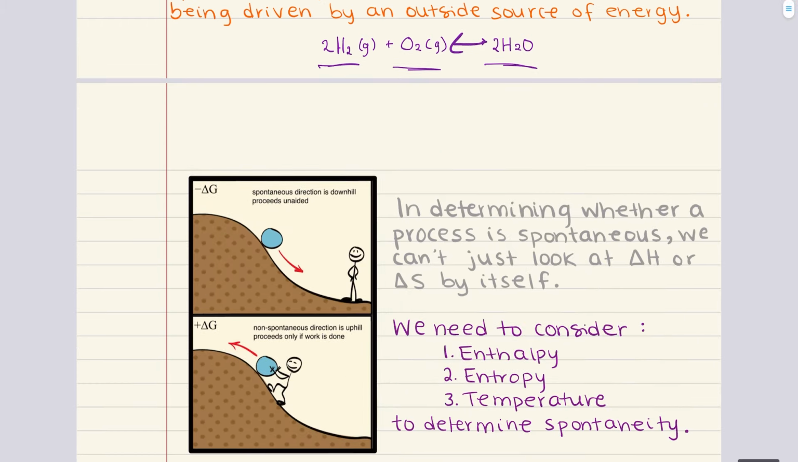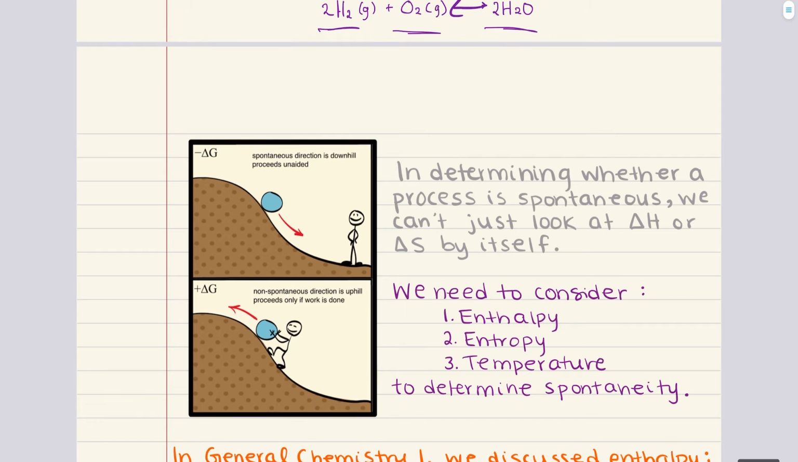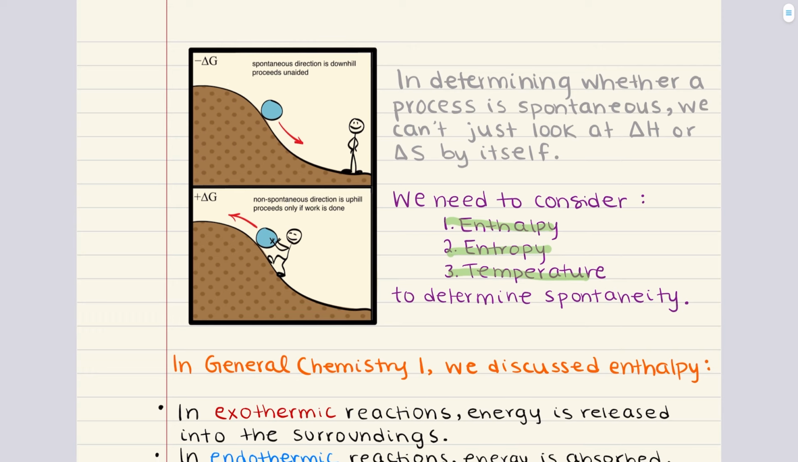Now, to determine whether a process will be spontaneous, we need to consider 3 primary factors: enthalpy, entropy, and temperature. These 3 factors come together in the Gibbs free energy equation, which is written as change in Gibbs free energy is equal to change in enthalpy minus temperature multiplied by change in entropy.